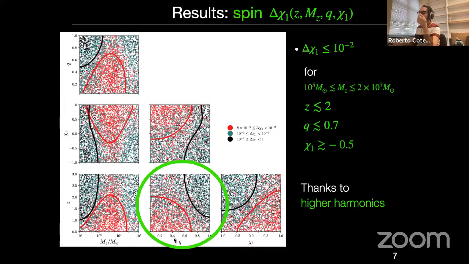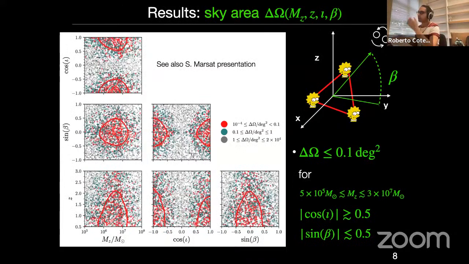And so you can measure the mass ratio best, and since the mass ratio is correlated with chi effective, if you can best measure the mass ratio, you can best measure the spin. I'm not showing chi 2 because the trend is similar. Finally, I want to talk about the sky area. This is stuff that Sylvanas also discussed, so I'm going to be fast.